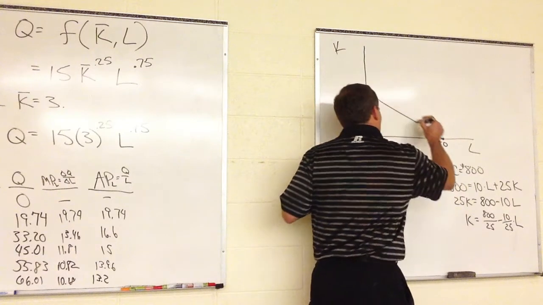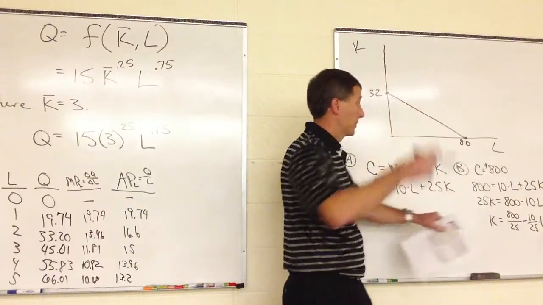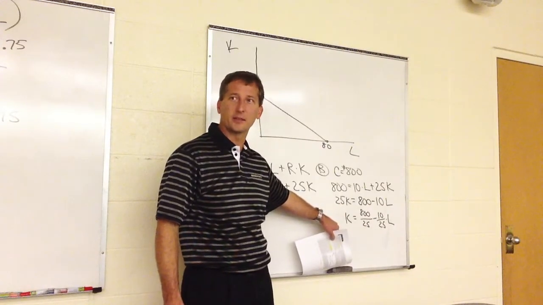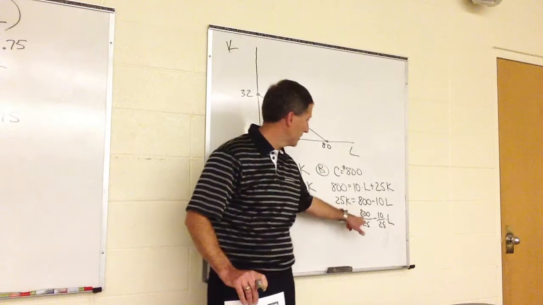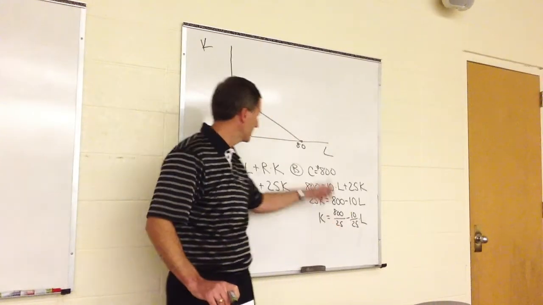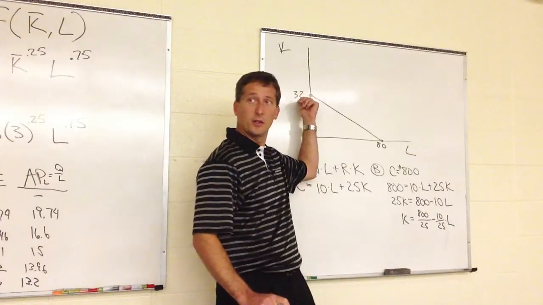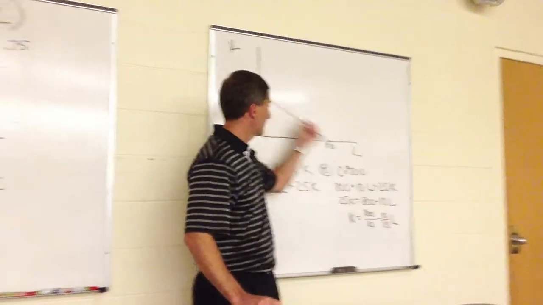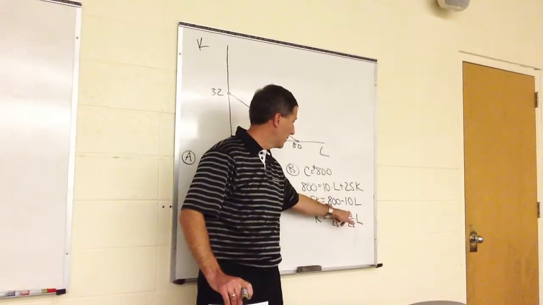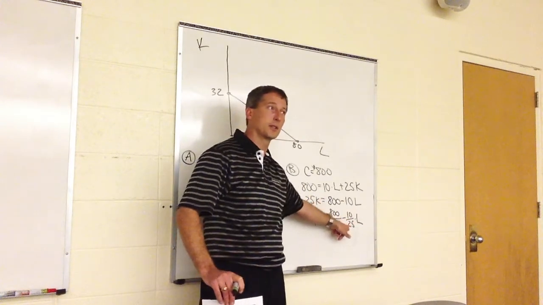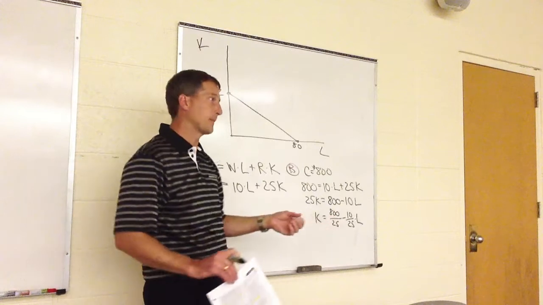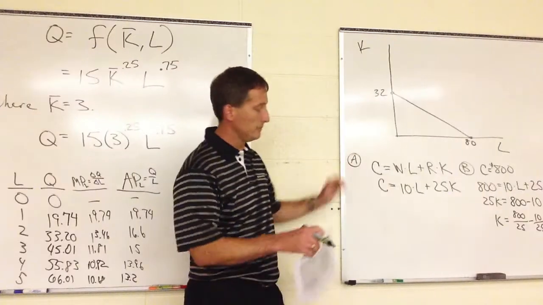Alright, so slope-intercept form, I did that up here. Probably not the way I would have necessarily done it, but the slope: 800 divided by 25 is 32. So the intercept's 32, the slope of the line is negative 10 over 25, which is the wage rate over the rental rate. So this was the isocost equation that we did last time in generic form.